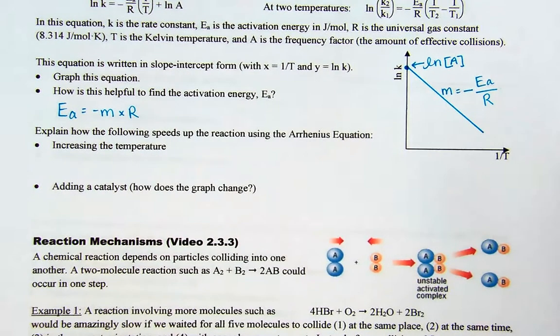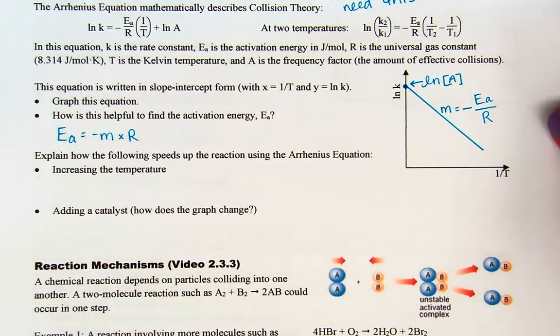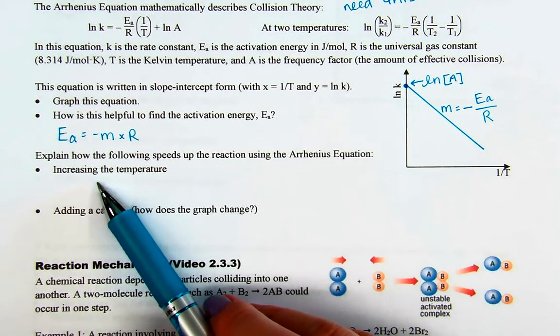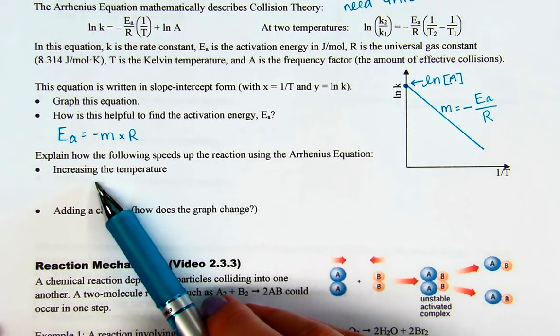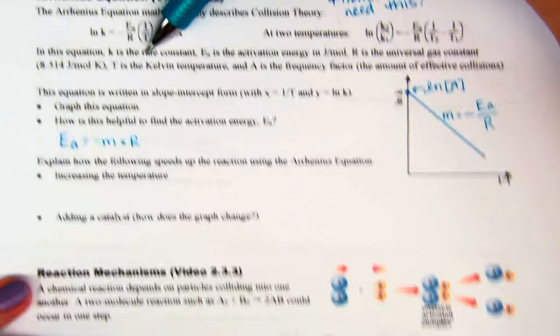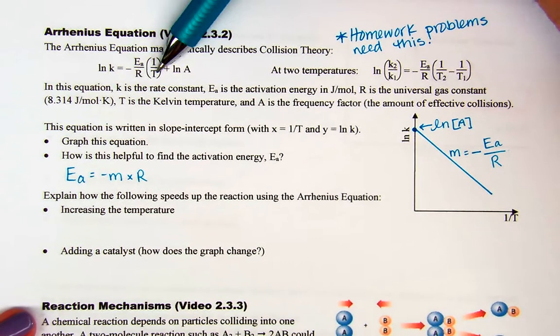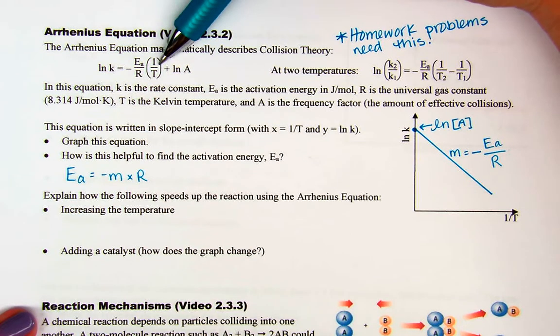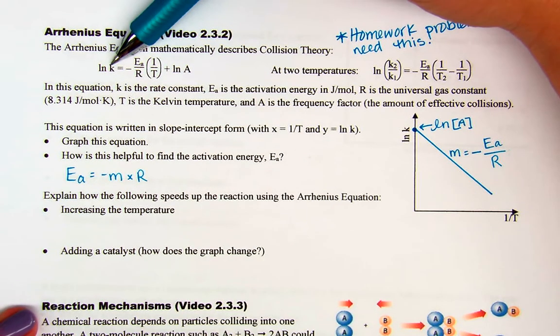Okay, explain how the following speeds up the reaction using the Arrhenius equation. These are just conceptual questions. When your temperature is increased, negative EA over RT is going to be a smaller negative number. If you think about it mathematically, if the denominator gets bigger, this overall term is going to get smaller, so it's going to be a smaller negative number. A smaller negative number mathematically works out to increase K.